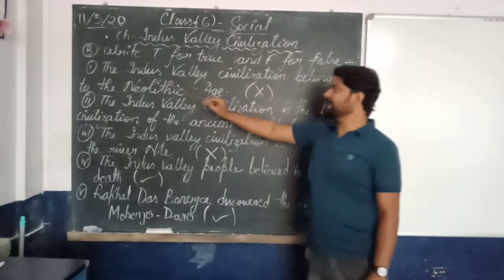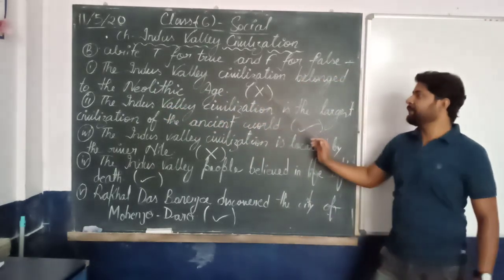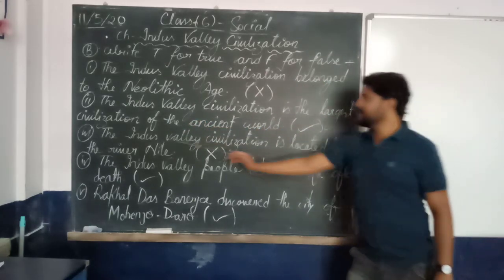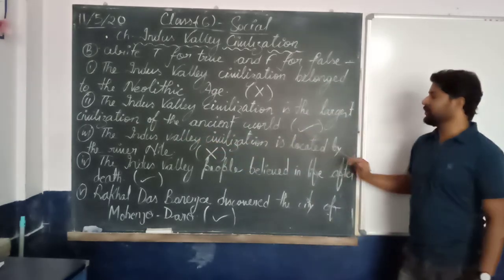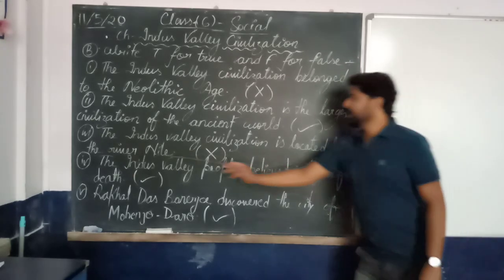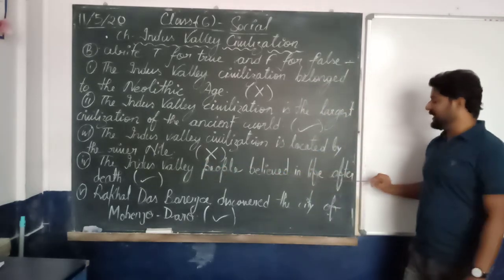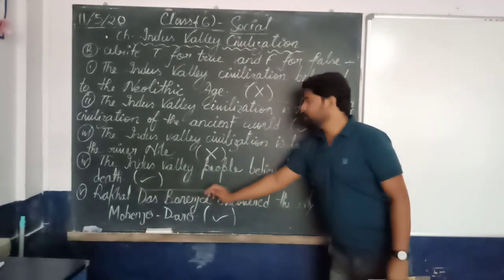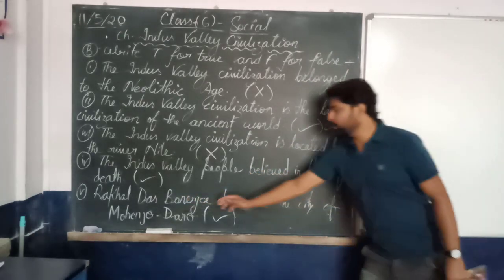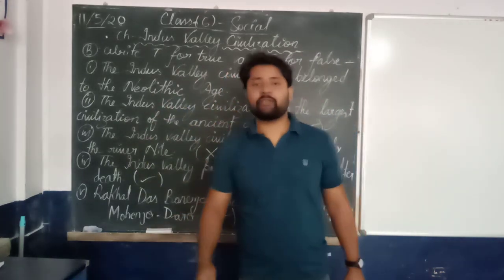So one more time I am repeating the same answers. Listen to it properly. The Indus Valley civilization belonged to the Neolithic age. False. The Indus Valley civilization is the largest civilization of the ancient world. True. The Indus Valley civilization is located by the river Nile. False. The Indus Valley people believed in life after death. True. Rakhal Das Banerjee discovered the city of Mohenjo-daro. True. So today in this class we have discussed true and false of the lesson.